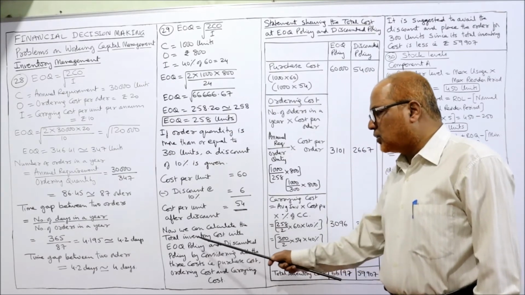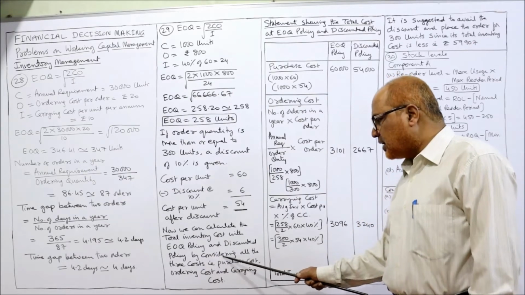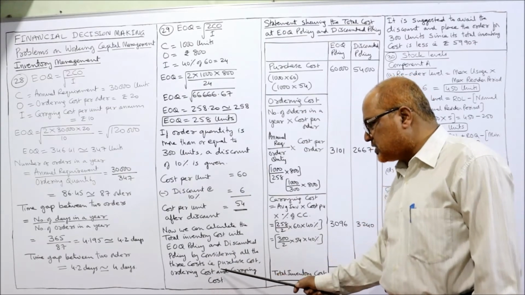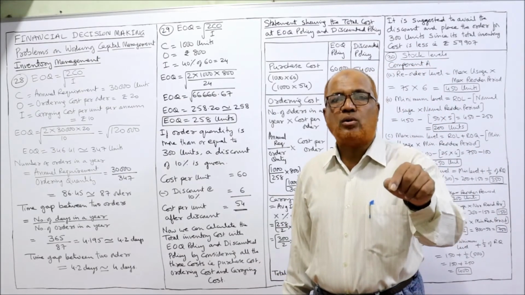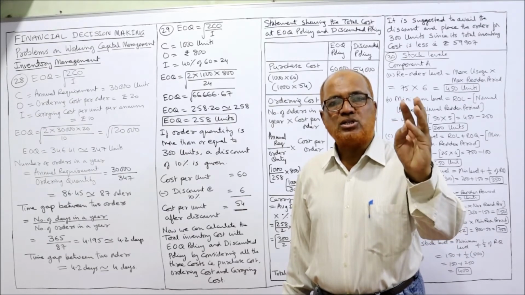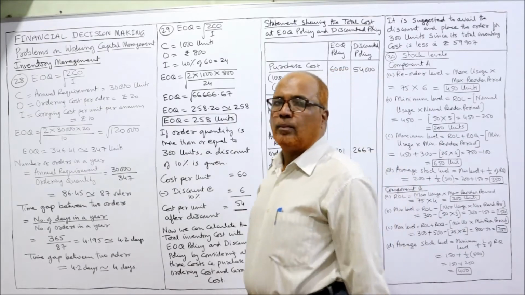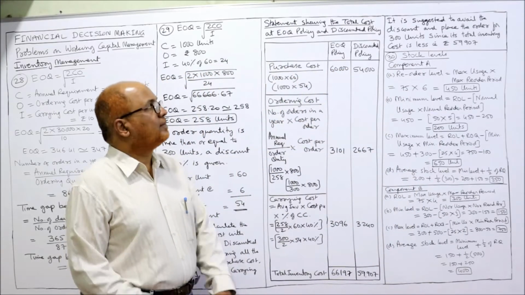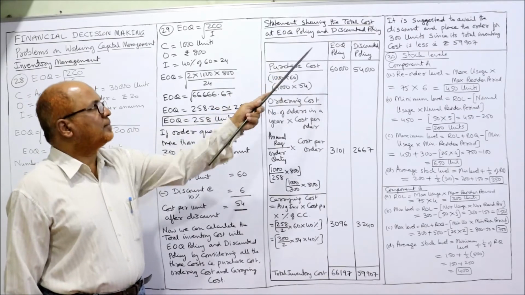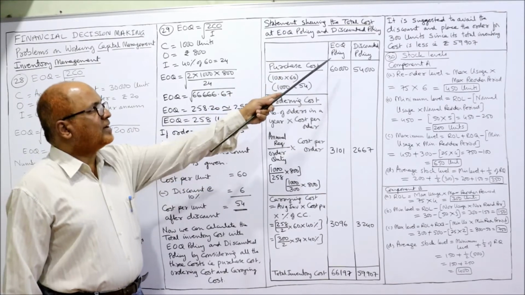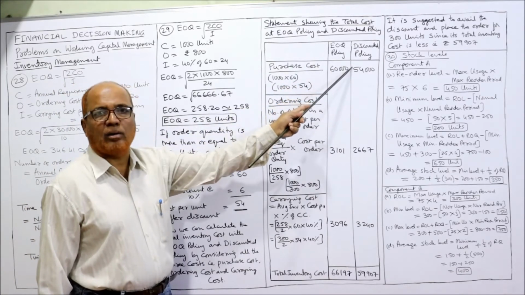Now we can calculate the total inventory cost with EOQ policy and discounted policy by considering all the three costs, that is purchase cost, ordering cost and carrying cost. Because there is discount, so we calculate purchase cost also. So in a tabular form, I am going to find out how much is the total inventory cost. Now statement showing the total cost at EOQ policy and discount policy. Purchase cost. First I have taken EOQ policy one column and discounted policy second column.